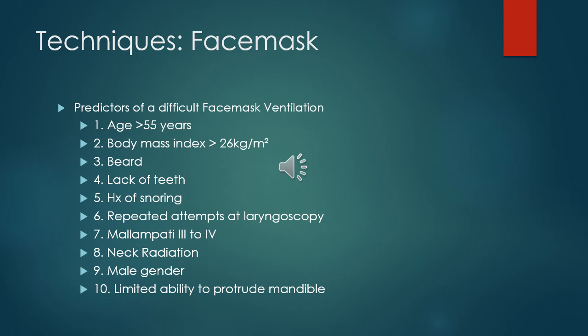Here's a list of different predictors for difficult face mask ventilation. Of note, for beards, one trick is to slap some Tegaderms over the beard to have a continuous surface. And if they have dentures and are edentulous, leave the dentures in place during the bag mask ventilation, but remove them prior to intubation if that becomes the next step.